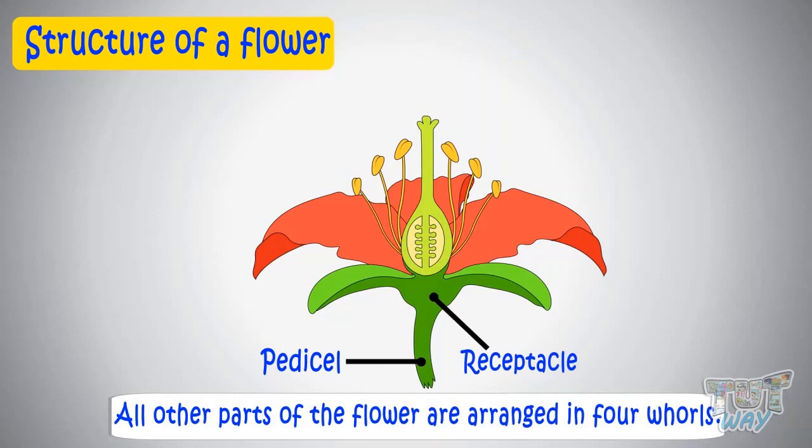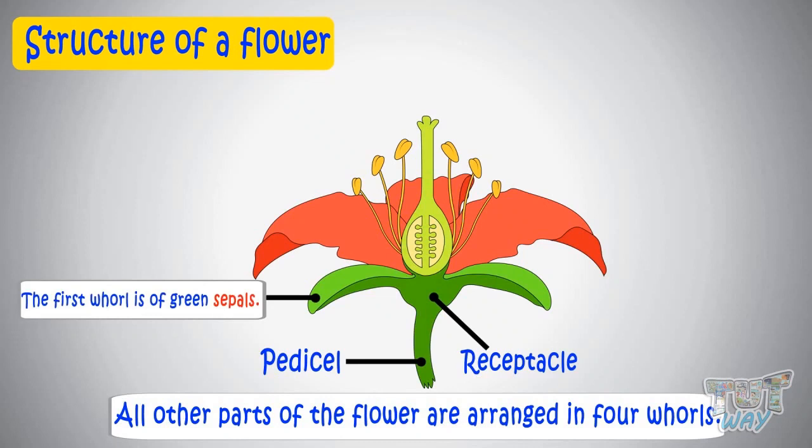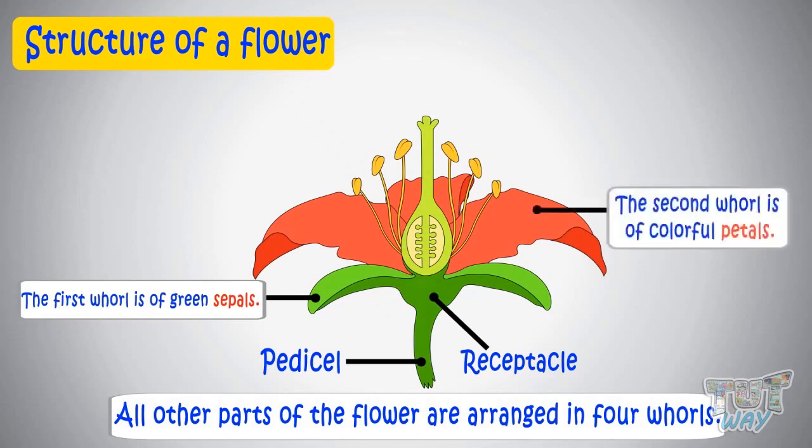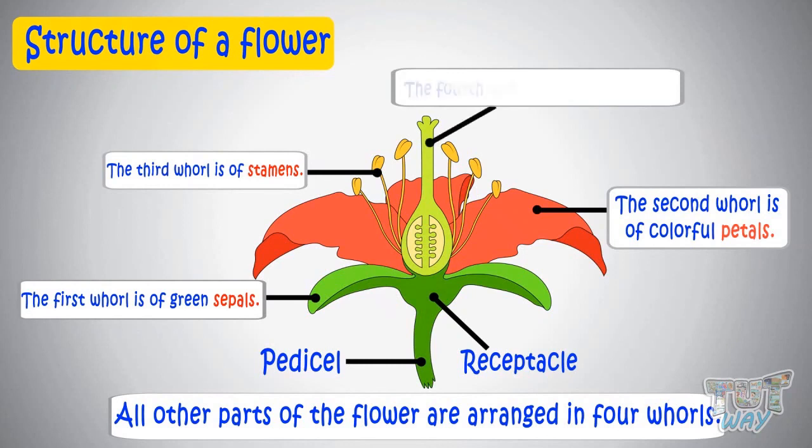The first whorl is of green sepals. Second is colorful petals. Third is stamens, which is the male reproductive part. Fourth is carpel or pistil, which is the female reproductive part.